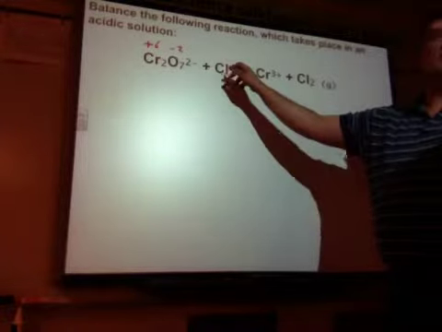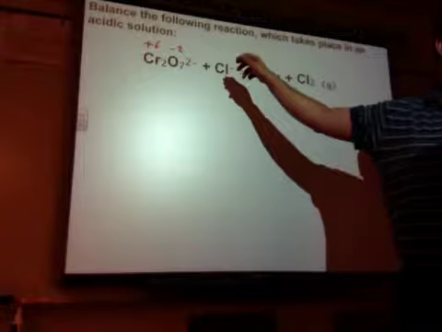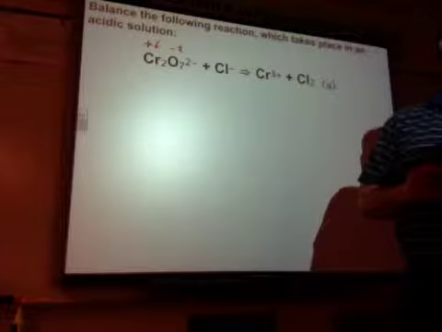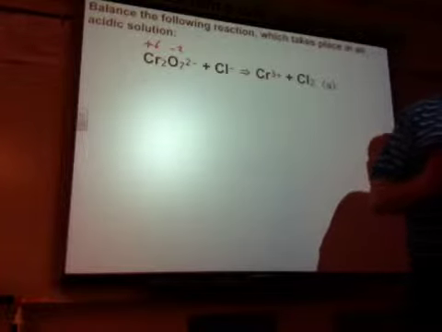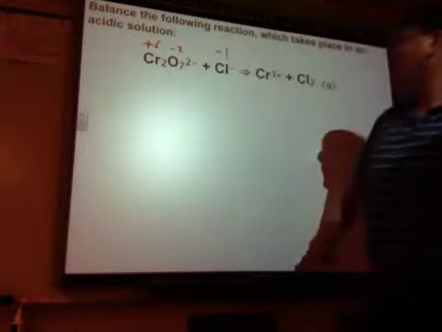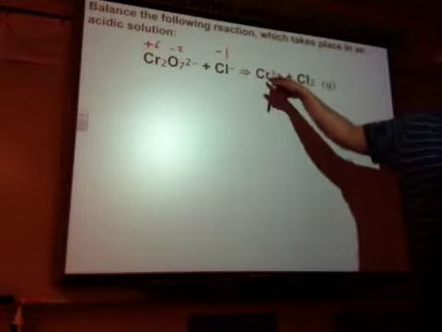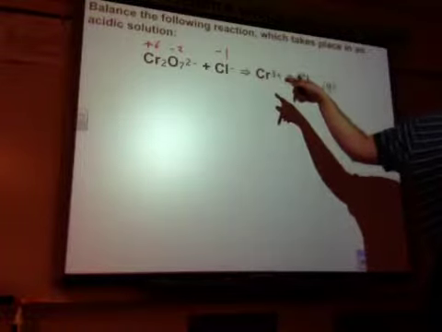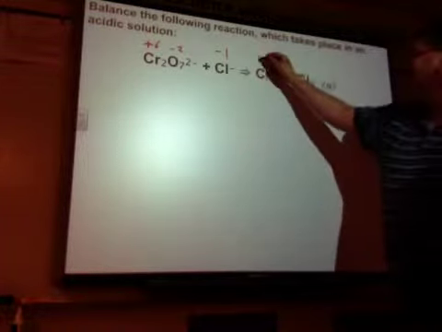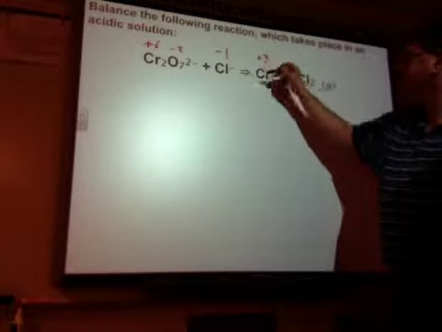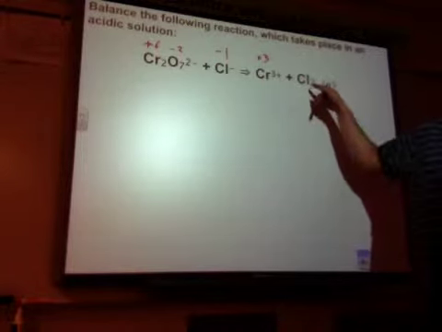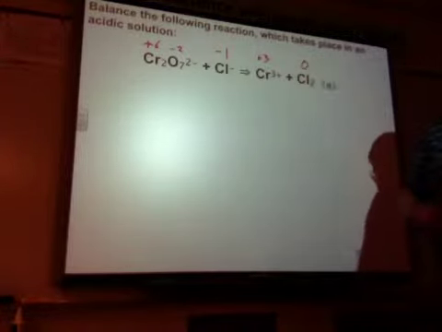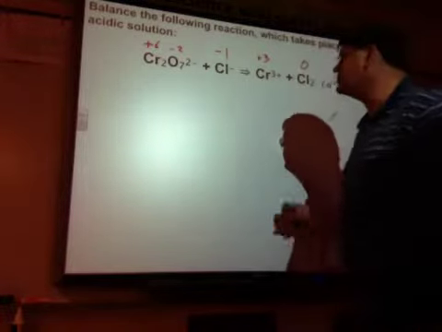Anyway, so chloride ion. What's the oxidation state on chloride ion? -1 because chloride has a -1 charge. Okay? What about this one? What do you say, McKay? +3. That's true. And what about the chlorine here? 0 because it's a pure element. All right.